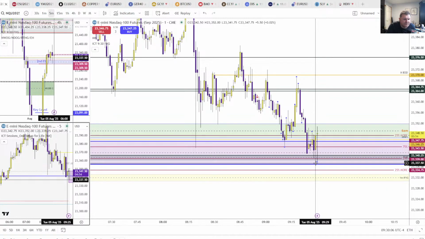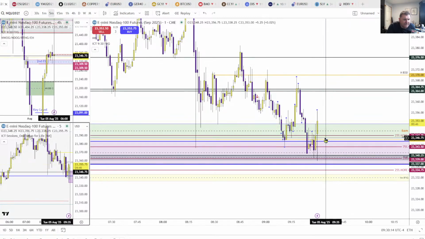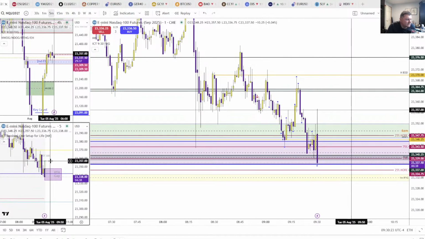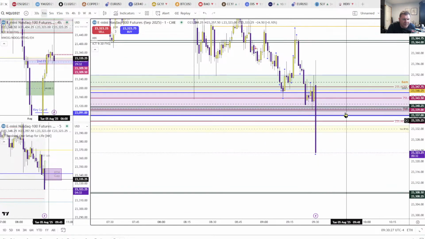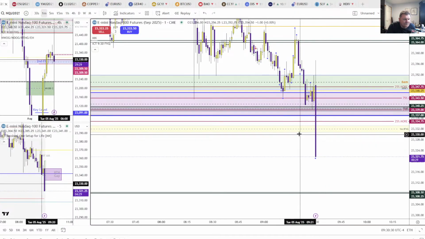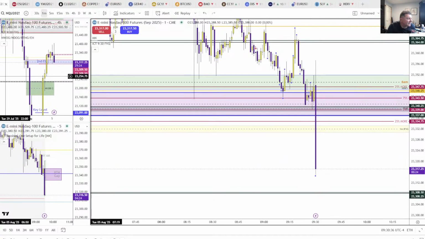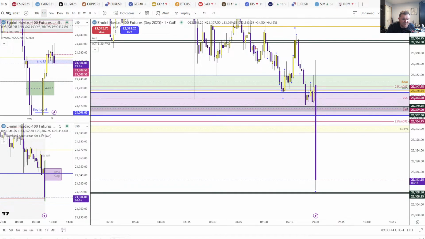Here's the open. 338. There's the mean threshold of the 5 minute. We're right through the objective we were looking for. So that's sweeping right there at 312. Well, let's see if that reverses in here.